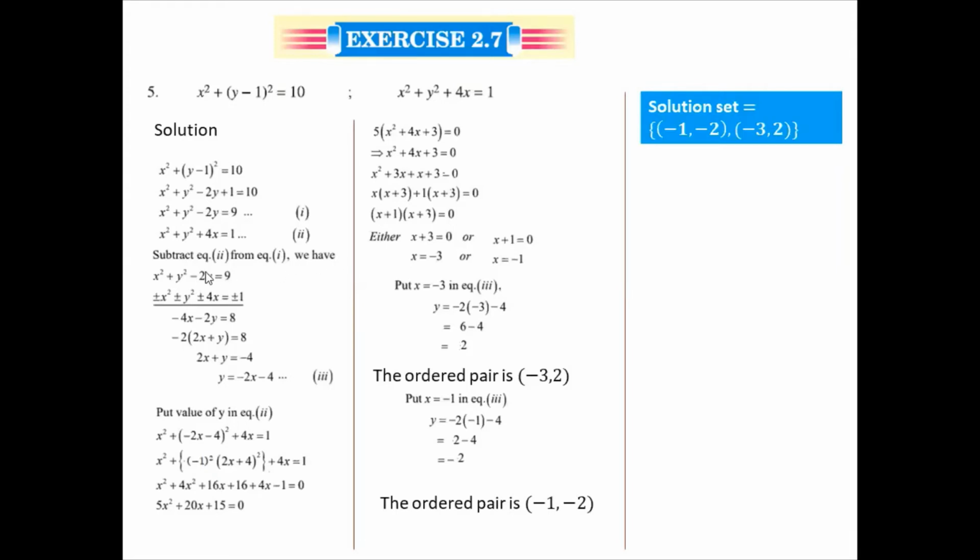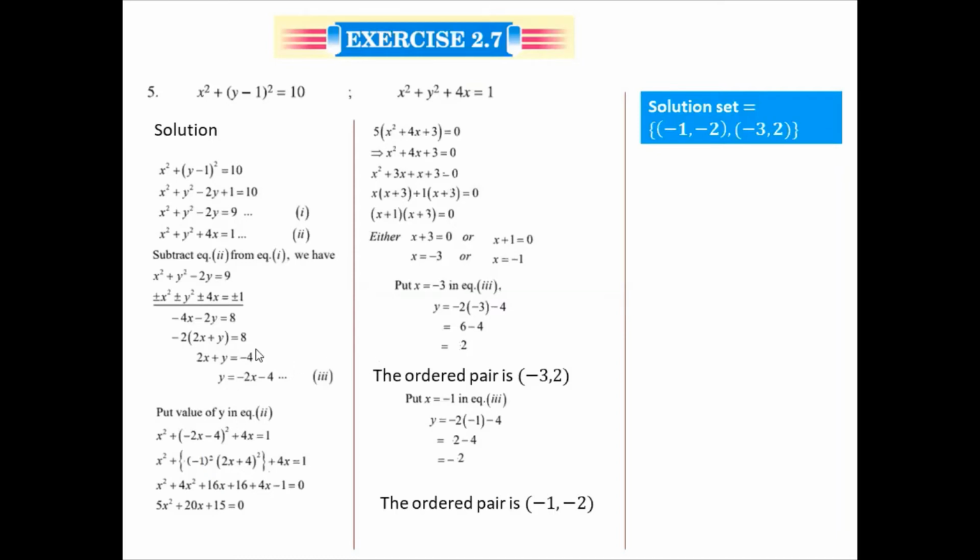First we write equation 1, and then we write equation 2. For subtraction we have to change the signs. So x square cancels out with minus x square, and y square cancels out with minus y square. So we are left with minus 4x minus 2y is equal to 8. Now from the left hand side we can take minus 2 as common. After dividing by minus 2, we have 2x plus y is equal to minus 4, which can be written as y is equal to minus 2x minus 4. This is equation number 3.